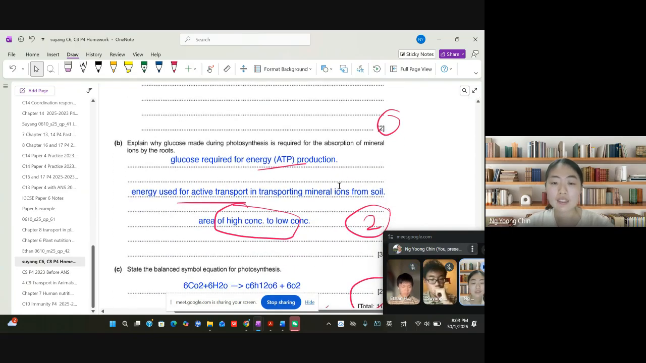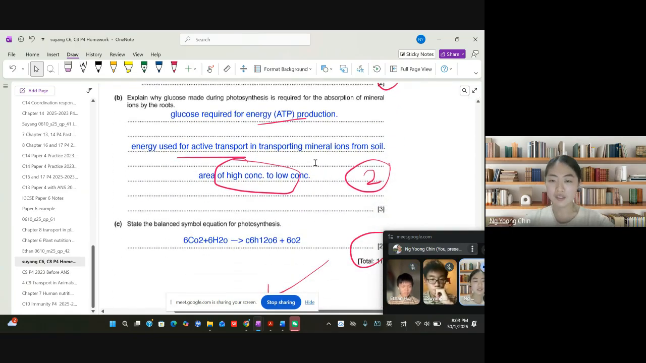Okay, this is correct. I think this is your careless mistake. Active transport, just remember, is referring to transporting minerals from low to high concentration. From low to high.